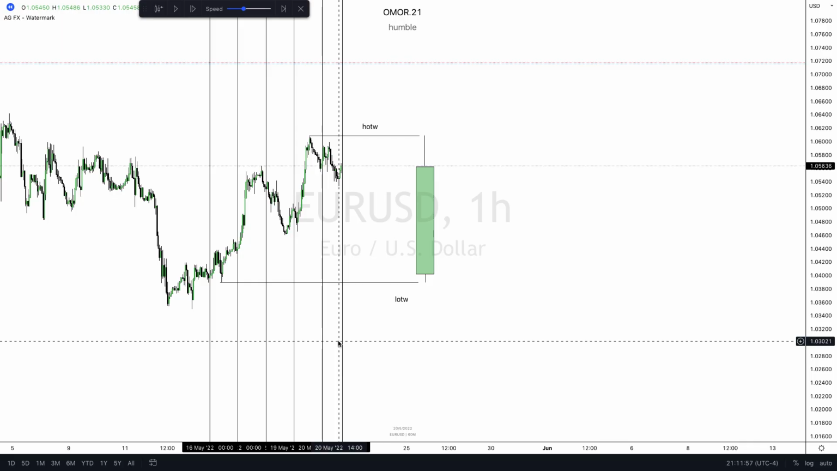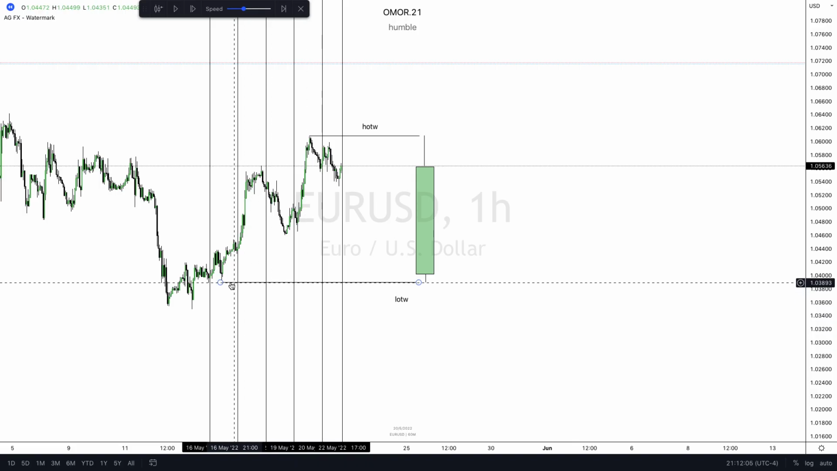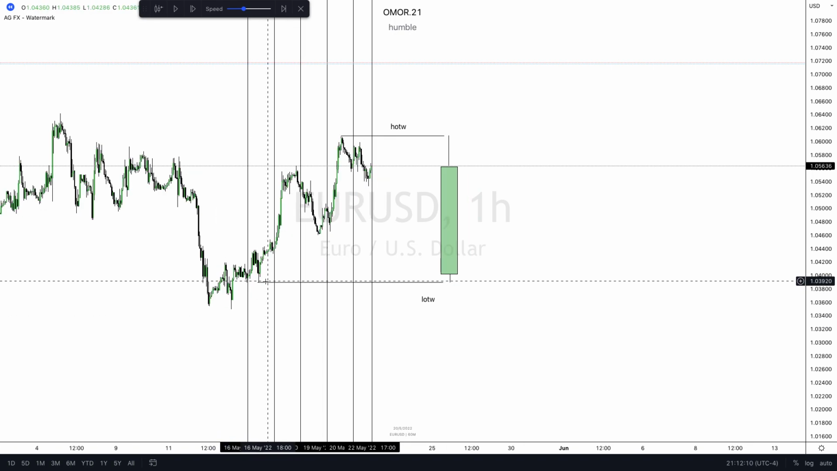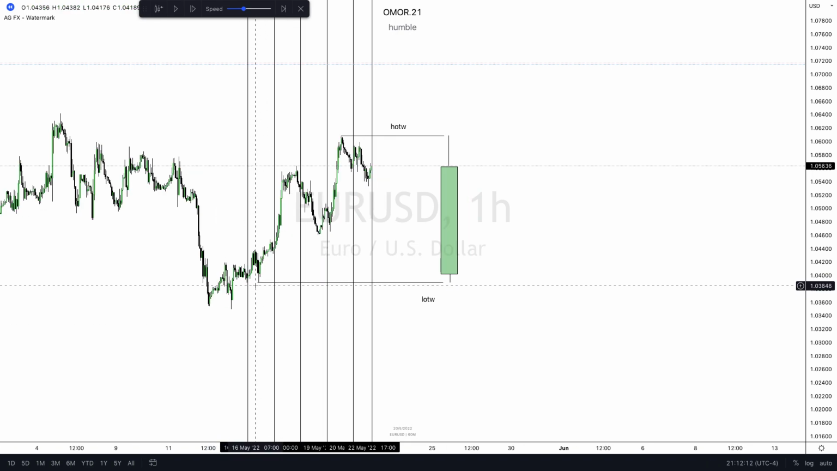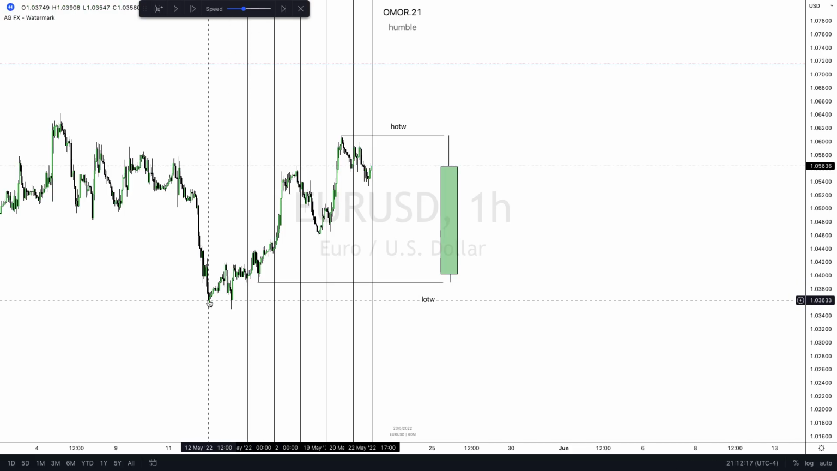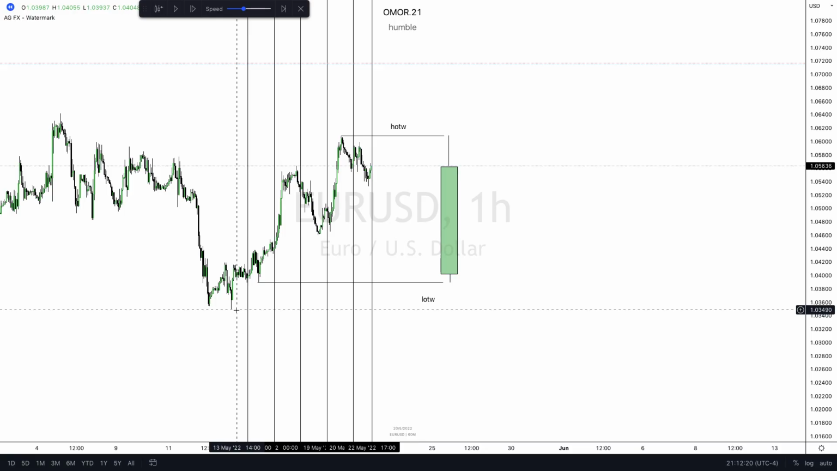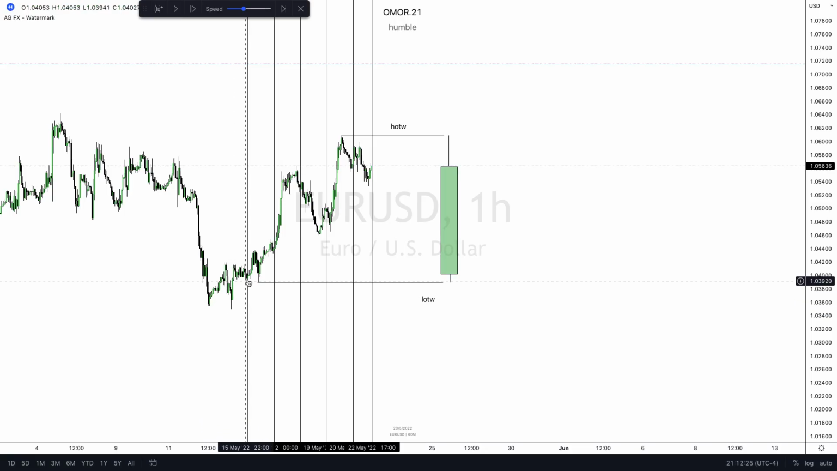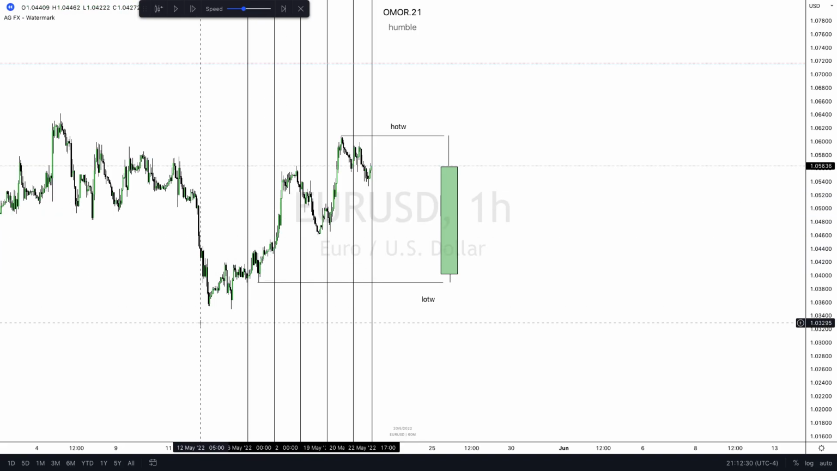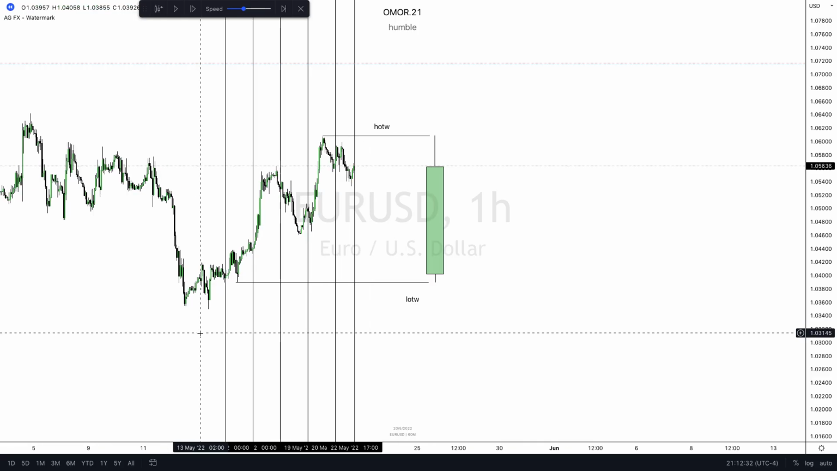With reference to chapter 2, the PDA matrix, the premium discount array matrix, right? On the Euro USD in this example, down here, we were at a discount. We ran this external liquidity. So when we ran the external liquidity, we knew that we're going to trade back into the internal range. So a retracement was expected. A retracement where? Into the premium.